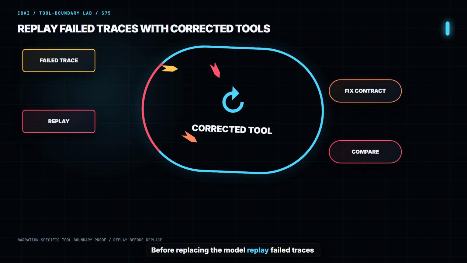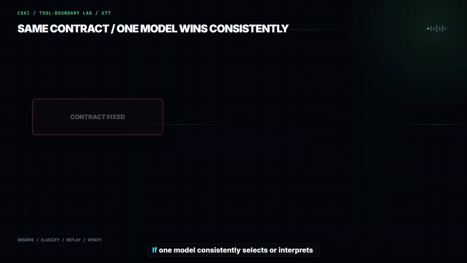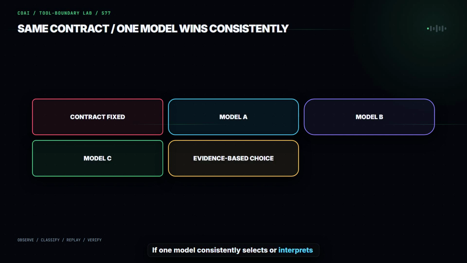Before replacing the model, replay failed traces with corrected tools. If several models fail at the same boundary, the interface is the suspect. If one model consistently selects or interprets tools better under the same contract, then model choice is evidence-based.